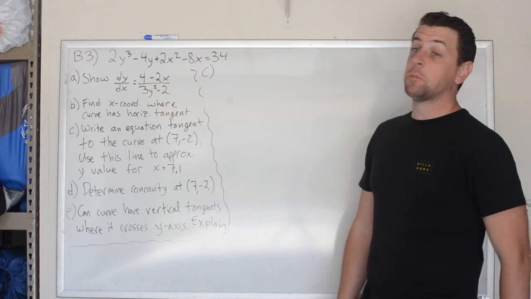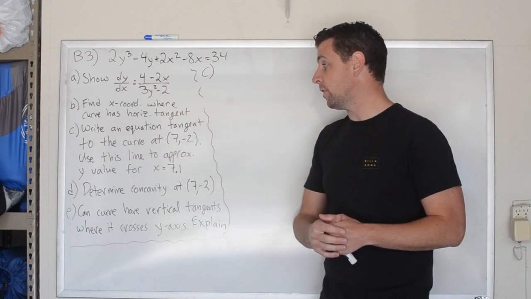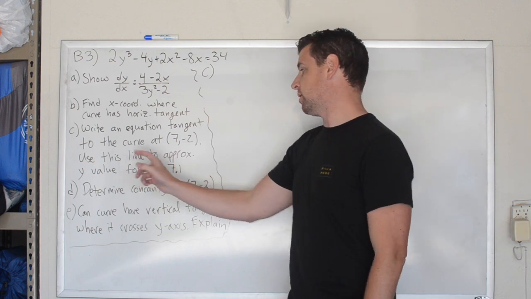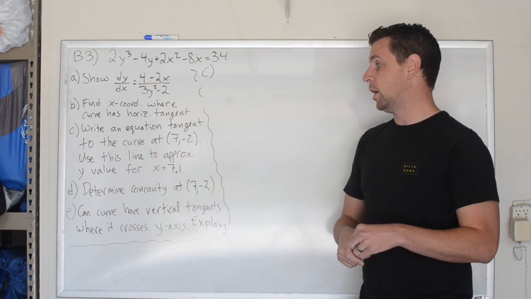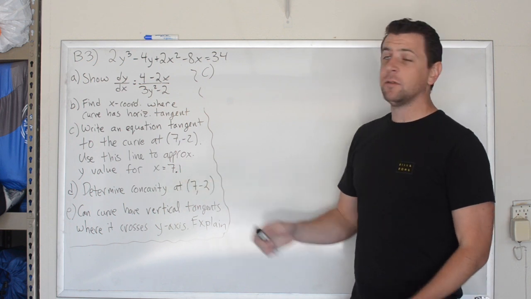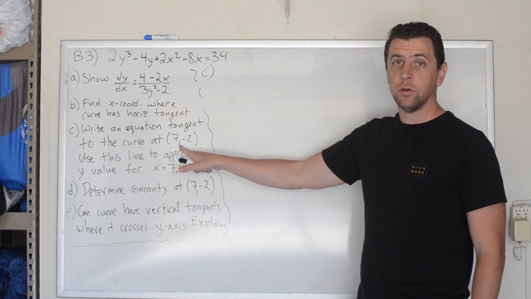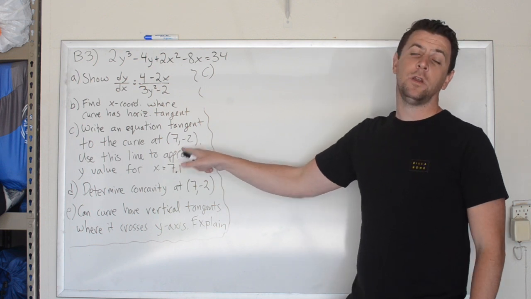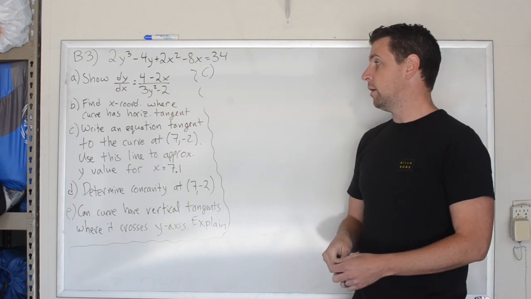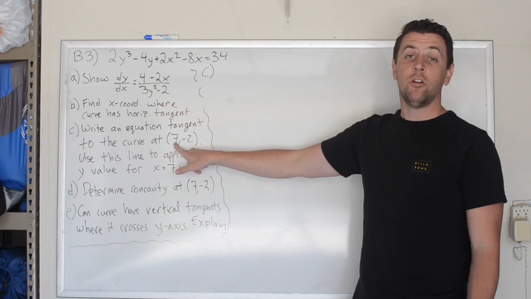For part C of this problem, what they want me to do is write an equation of the line tangent to the curve at the point (7, negative 2). And we want to use this line to approximate the y value for when x is 7.1. So, first thing we need to do is write an equation for the tangent line at (7, negative 2). Well, to write the equation of a tangent line, we need two pieces of information. We need a point, and we need the slope.